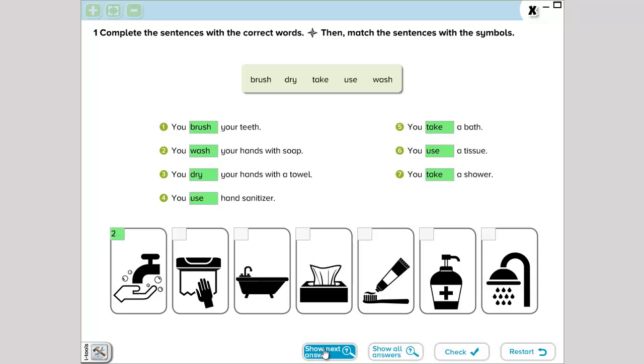So now we're gonna match. Ahora hay que unir cada sentence de estas con las imágenes. Okay, so we're gonna match. Number 2, wash your hands. Number 3, use a tissue with a towel. Number 4, take a bath. Number 6, use a tissue. Number 1, brush your teeth. Number 4, use hand sanitizer. And number 7, take a shower.